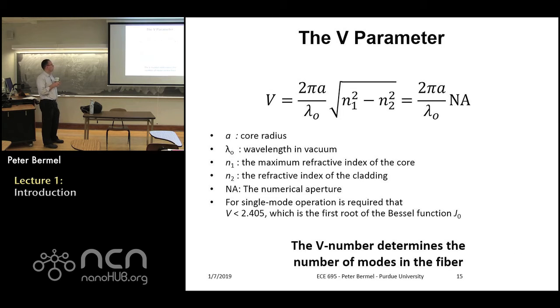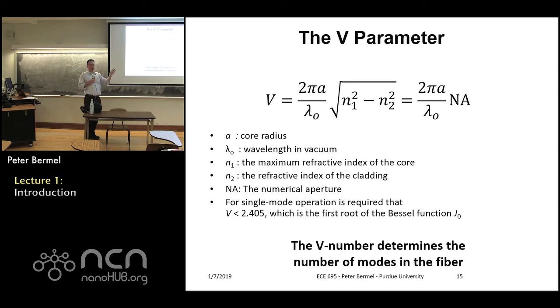So now let me talk about the so-called V parameter. V is for Victor. Why do we care about this V parameter? The V number tells us how many modes are in our fiber. The way to look at this is V is directly proportional to numerical aperture, which we talked about earlier, divided by the wavelength times this parameter a, which is the core radius of the fiber.